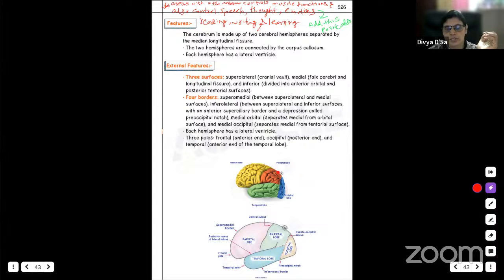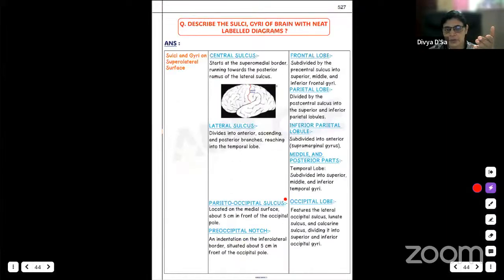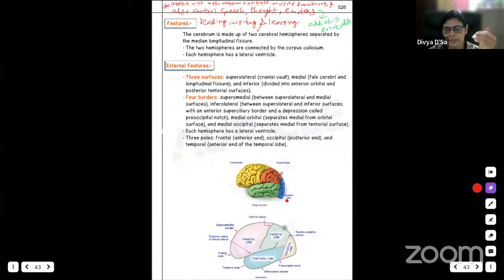External features. If you see the outer part of it, there are three surfaces. What we are seeing here is the superolateral surface. Then there is a medial surface, and there is the inferior surface. The inferior surface is divided into an anterior orbital and a posterior tentorial surface.